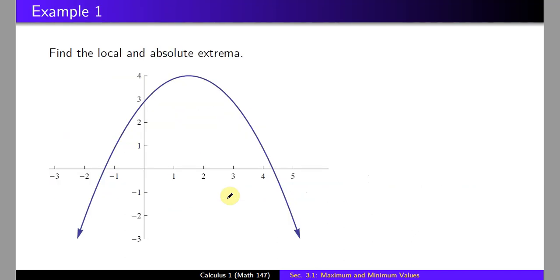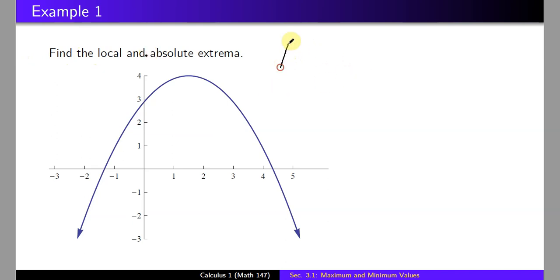All right, what we're going to do first is look at some graphs, just trying to get comfortable with the terminology of local and absolute maximums and minimums. Now, these things, maximums and minimums, are also called extrema, just to make sure that that's clear. Okay, so in example 1, find the local and absolute extrema for this given function. All right, let's just go through the list.